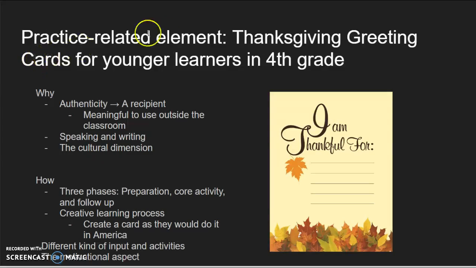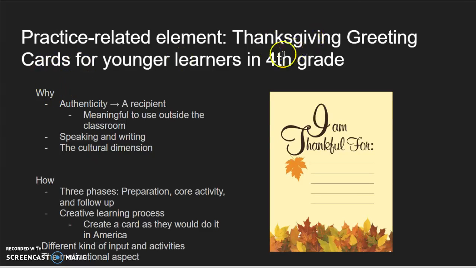So, on to the practice-related element. I have created a task where the students are to create a Thanksgiving greeting card. It is made for younger learners in 4th grade. This I will elaborate further when I describe the activity.